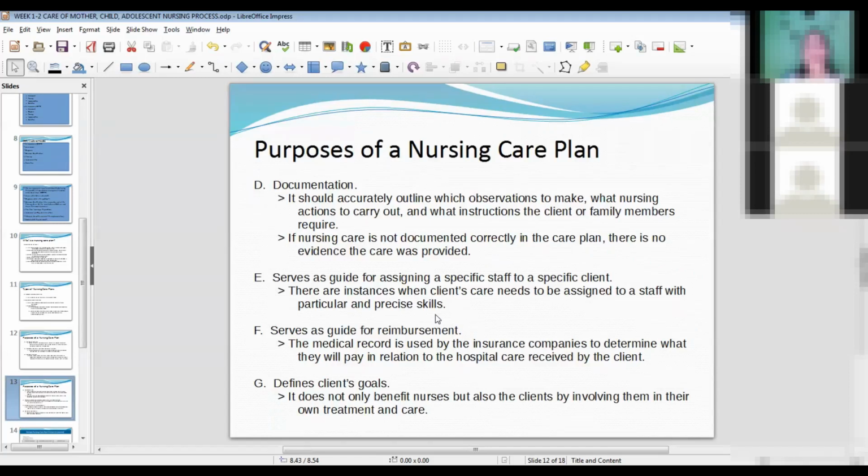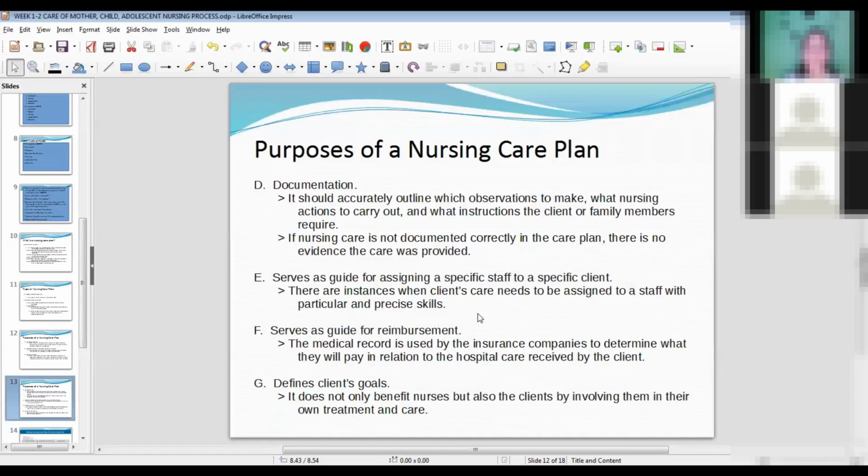So that is the category in the levels of care. So that is also one of the purposes of nursing care plan. Next, it serves as guide for reimbursement. So for whom is this? For the benefit of our patients. The medical record is used by the insurance companies to determine what they will pay in relation to the hospital care received by the patient. So everything that was ordered or was administered should be recorded. So from the laboratory, diagnostic, medication, everything that was done to the patient should be recorded because of the purpose of reimbursement by insurance companies.